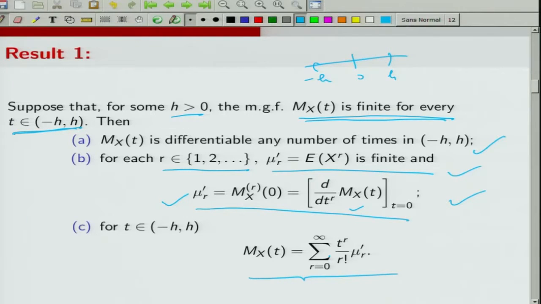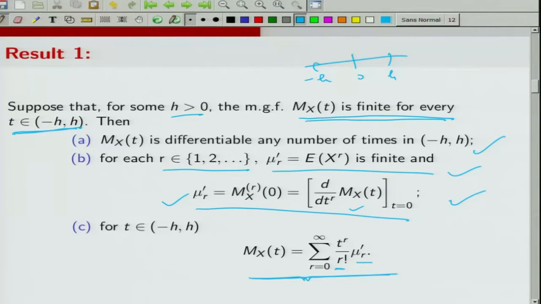So this also suggests that if you can expand M_X(t) in the Maclaurin series expansion, which will always exist provided M_X(t) is finite for every t in (-h, h), then if you look at the Maclaurin series expansion of M_X(t), mu_r prime is nothing but the coefficient of t to the power r by factorial r. So that is how you can get the mu_r prime. So the rth moment is nothing but the coefficient of t to the power r by factorial r in the Maclaurin series expansion of the moment generating function.